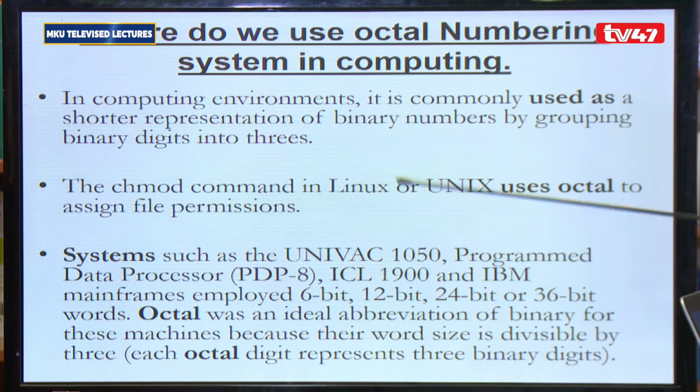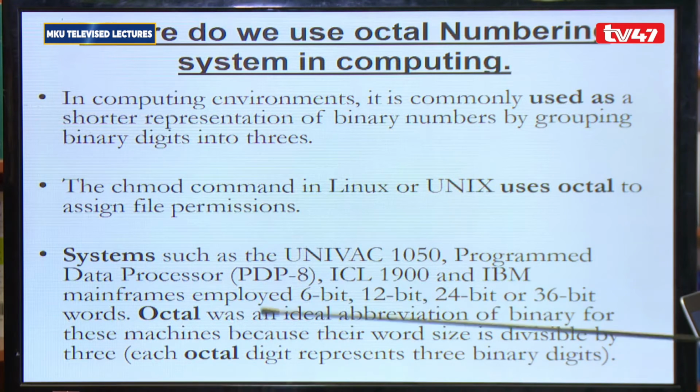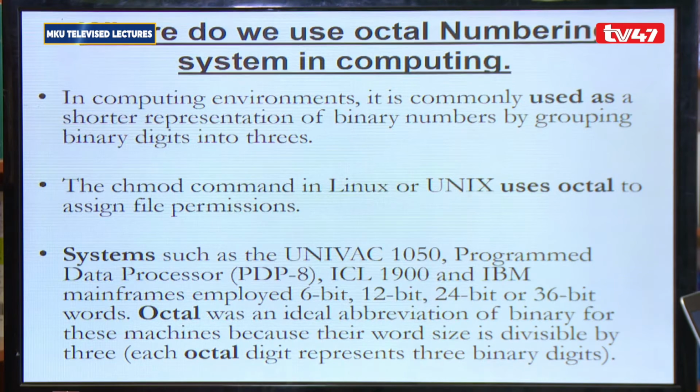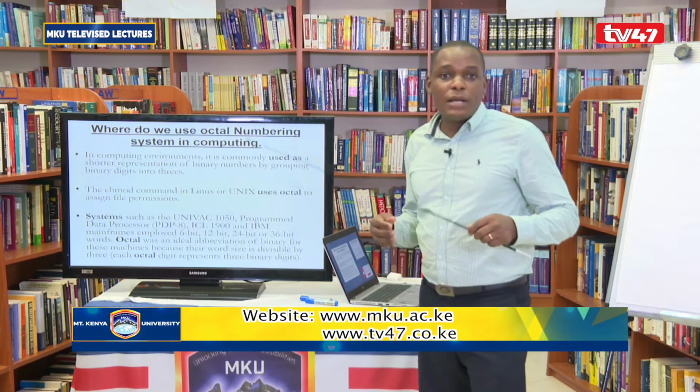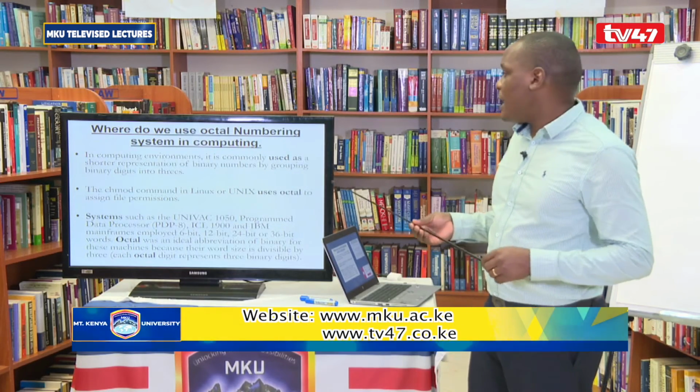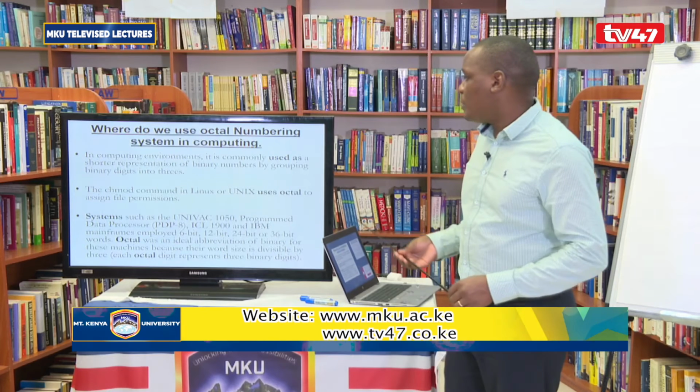Again, some programs and applications use the octal representation, like the chmod, which is the change mode command in the Linux or Unix operating system. It uses octal to assign permissions to users, especially for data and files. This file can be assigned to a particular user, and which permissions does that user have? Does that user have the permission to read, to write, or to execute? So it uses the octal representation.